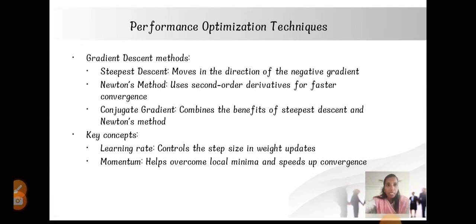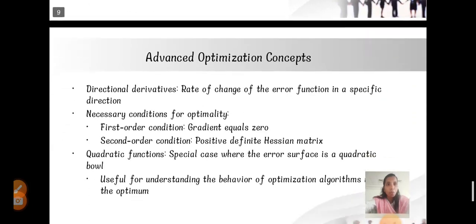Performance optimization techniques. Gradient descent methods: steepest descent, Newton's method, and conjugate gradient are the key concepts. Steepest descent moves in the direction of the negative gradient. Newton's method uses second order derivatives for faster convergence. Conjugate gradient combines the benefits of steepest descent and Newton's method. Key concepts of learning rate and momentum control the step size in weight updates. Momentum helps overcome local minima and speeds up convergence.